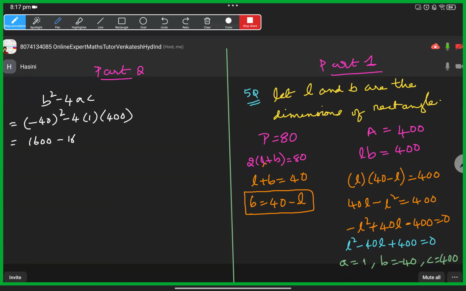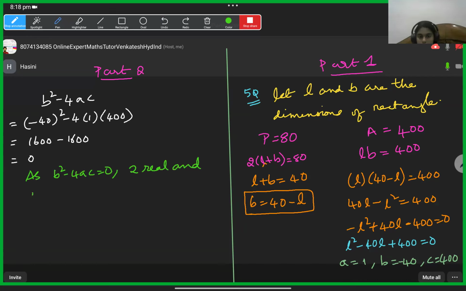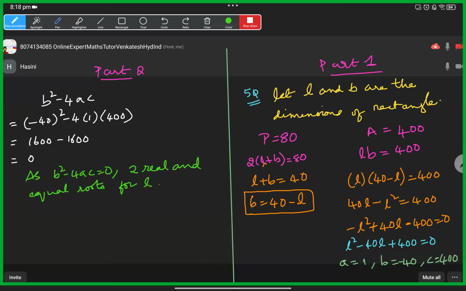1600 minus 60 is equal to 0. Okay, Hasmi. Since b square minus 4ac is 0, we get equal roots for L, because the quadratic equation is in L, no? Yes, sir.